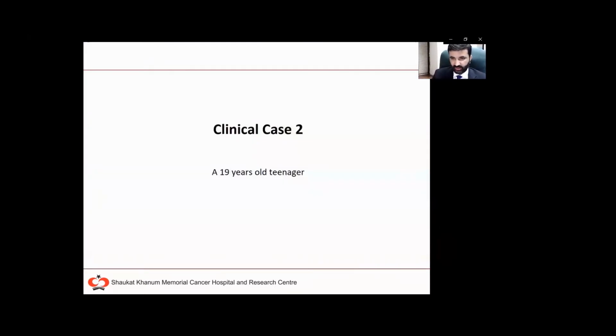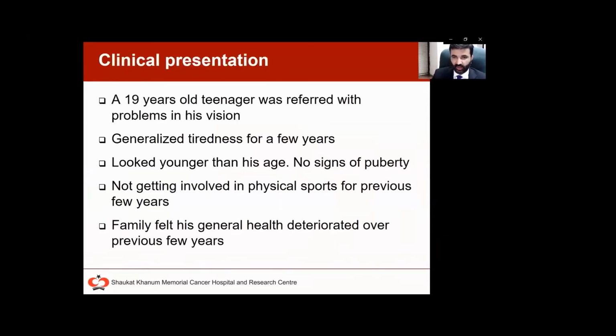Okay, we make a start of our second case here, who is a 19-year-old teenager. The patient presented actually to his local doctor with some visual problems. In addition, he was complaining of symptoms of generalized tiredness for the previous few years. There were really no signs of puberty, and the patient looked a lot younger than his age. He was not getting involved in physical sports, and the family noticed a general decline in his health over the previous few years.